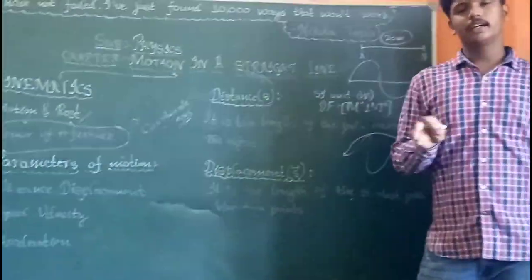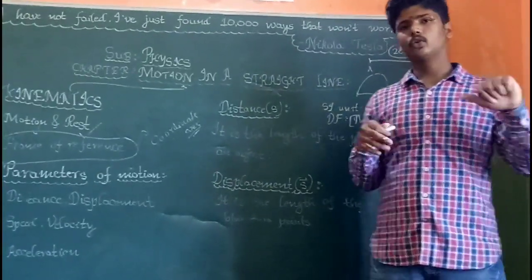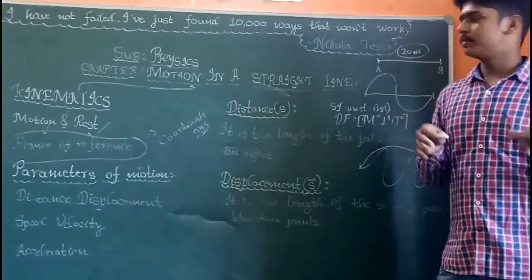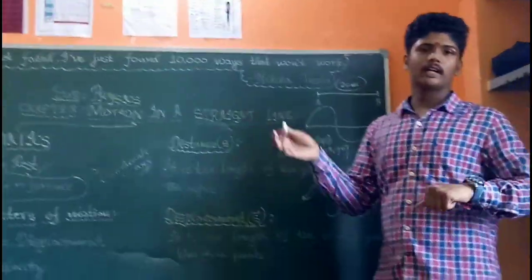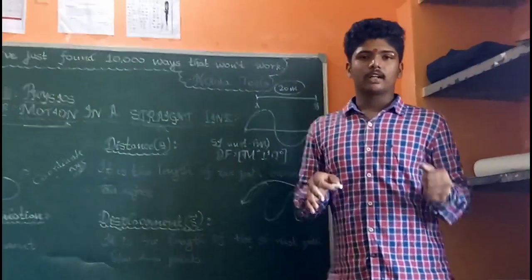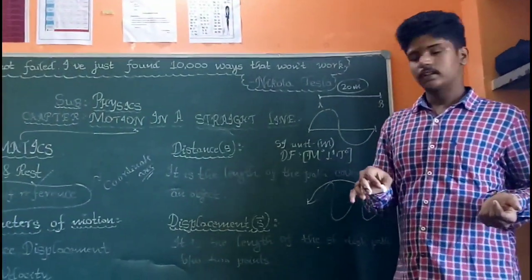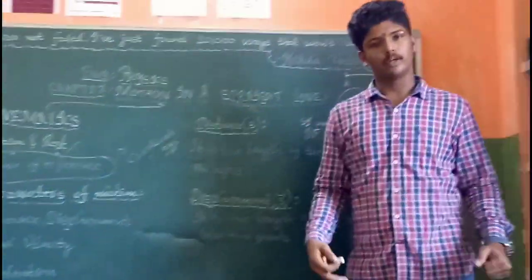So origin is represented as an observer. There is no rule that the observer must be at the origin. It can be anywhere in the coordinate system, but conventionally we take the observer to be at the origin. The next parameters, speed, velocity and acceleration, will be discussed.